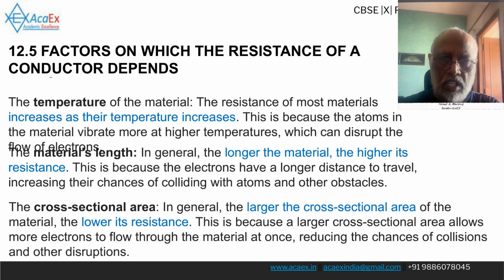Temperature. The resistance of most materials increases as their temperature rises. This happens because the atoms vibrate more at higher temperatures, disrupting the flow of electrons. Length. A longer material will have a higher resistance because the electrons have a longer path to travel, increasing the chance of collisions. Cross-sectional area. A material with a larger cross-sectional area will have lower resistance. This is because there is more space for electrons to flow, reducing collisions.